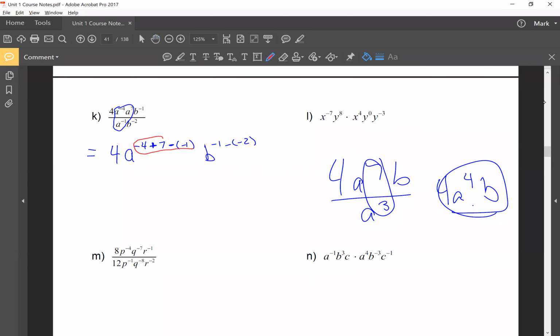Where this comes from, I add the 4 and the 7 and I subtract the -1. So my answer becomes 4A. Now, -4 plus 7 is a +3. +3 minus a -1 is +4. And then B, -1 minus a -2 is a +1.